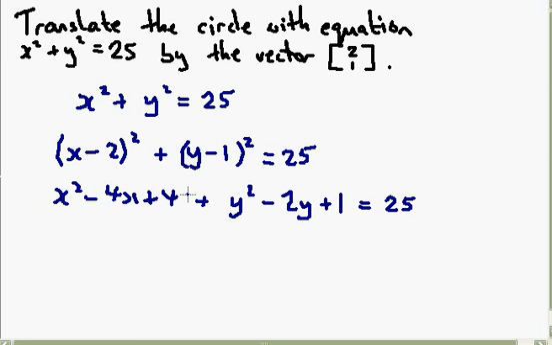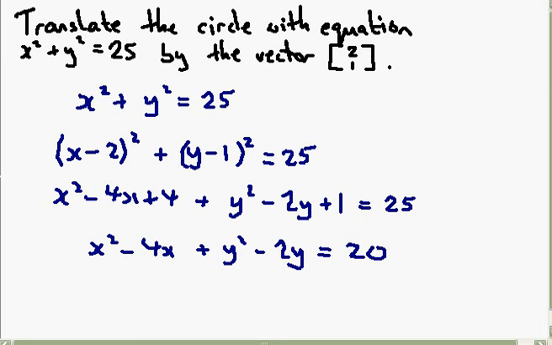All that we need to do now is just make sure that we've got all of the algebra on one side and any constants on the other side. So we've got x squared minus 4x plus 4 plus y squared minus 2y plus 1. The 4 and the 1 make 5. Take 5 from both sides. So I'm going to be left with x squared minus 4x plus y squared minus 2y, which will leave me with just the 20 on the right hand side.